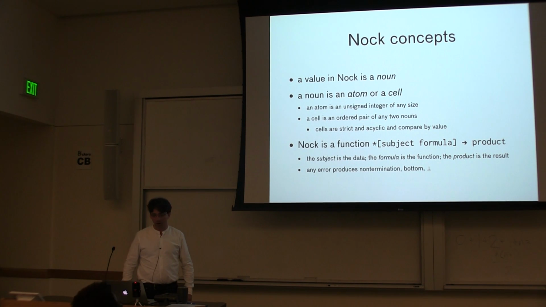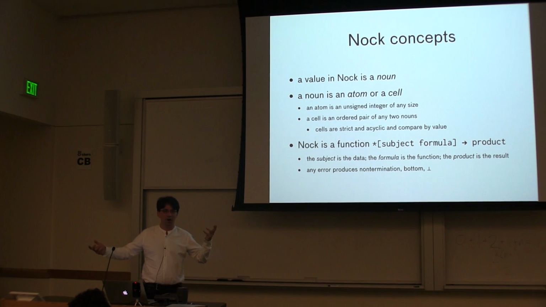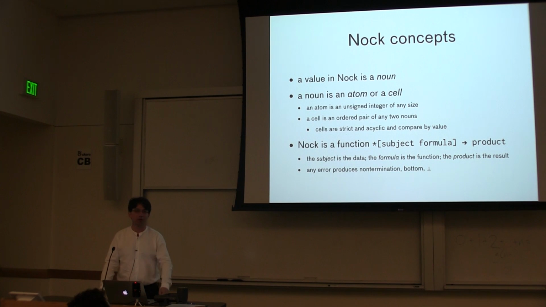So, concepts in Nock, quick. A value in Nock is a noun. A noun is basically our version of S-expressions. It's S-expressions without the S, because all that stuff has been stripped off. Lisp has almost a dynamic type system for atoms, which you need if you don't have another type system on top of it, because how do you print an atom? If you have a type system, the type system will tell you how to print the atom. But if you don't, basically an atom is just an unsigned integer of any size.